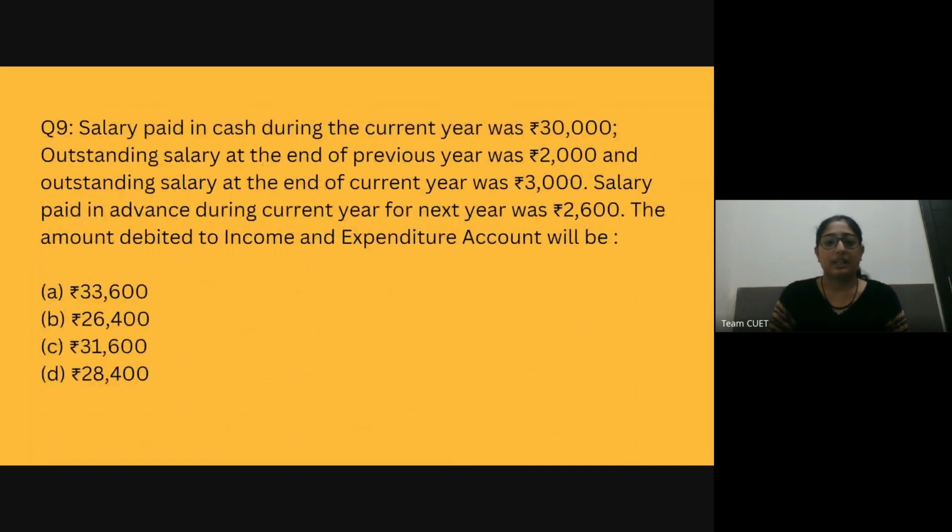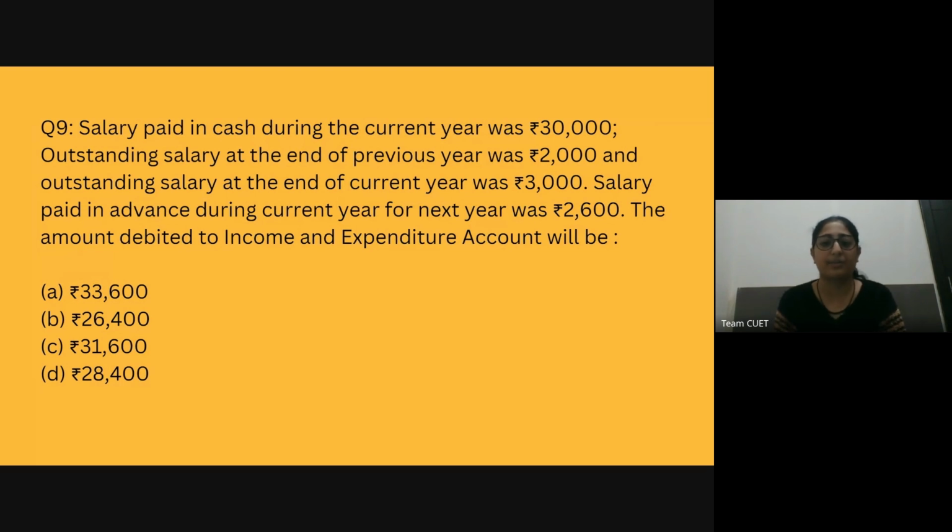Question number 9. Salaries that are paid in cash during the current year was 30,000. Okay, before moving on to the question, this is the question which you can for sure expect in your examination. This is the most important question. In this question, we have taken the example of expenses, that is salary, but you can expect a question from incomes also, right?